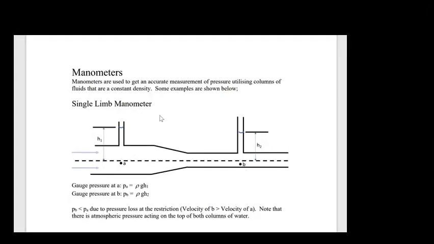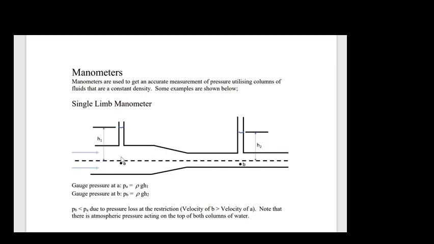And that's essentially what a single limb manometer is. Essentially, it's a pressure tap, and it uses this idea of hydrostatic head of fluid to represent the pressure at a particular point. So the gauge pressure at position A is rho g h, our density times our gravity times our height. Notice that is the gauge pressure. There's also the atmospheric pressure sat on top of our manometer here. So it's not absolute pressure, it's gauge pressure.